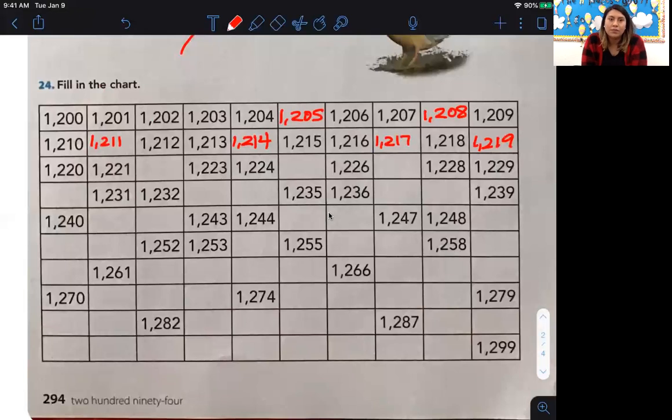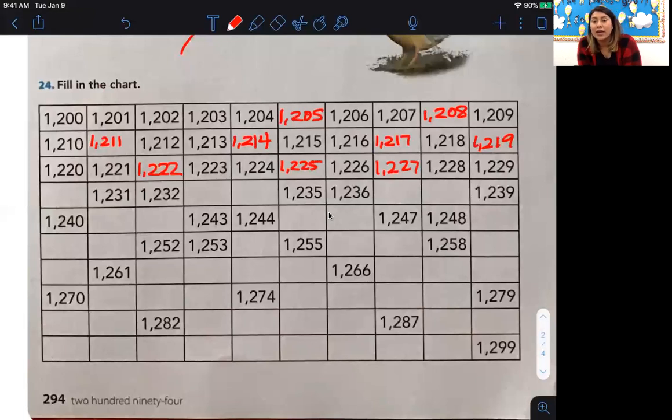1,220. Oh, I said that wrong. I'm so sorry. 1,220, 1,221. And what comes next, David? 1,222. Good. 1,223, 1,224. What's next, Nico? 1,225. Nice. Mickey, give me the next one. 1,226, 1,227. Nice.